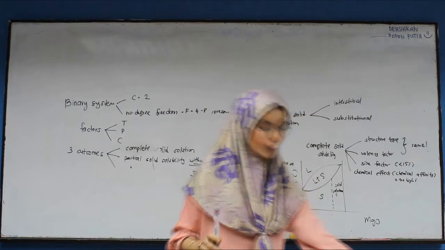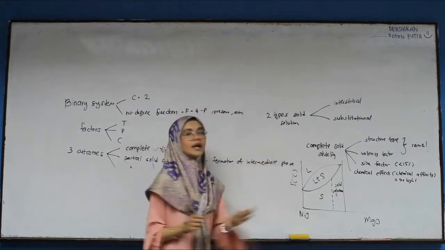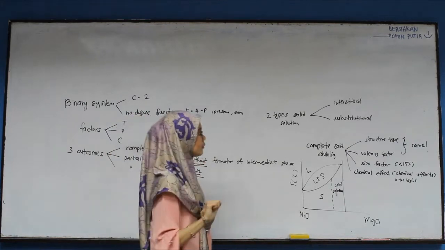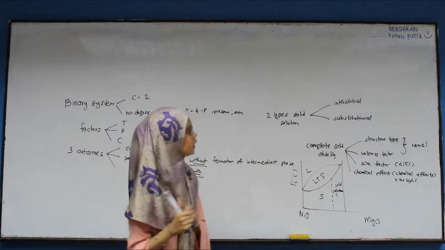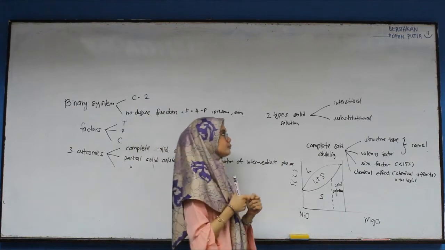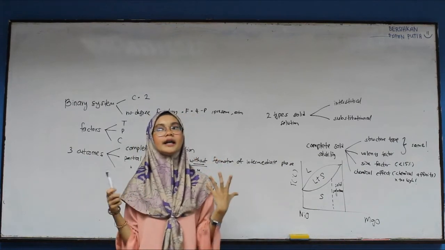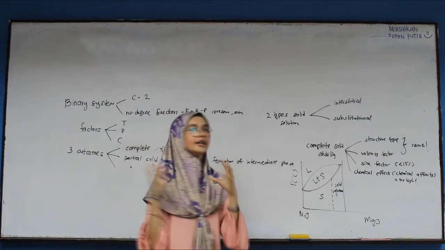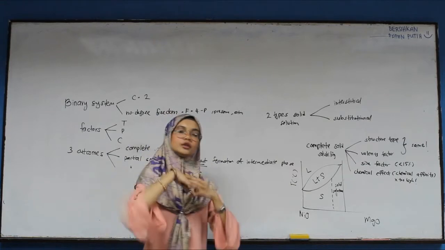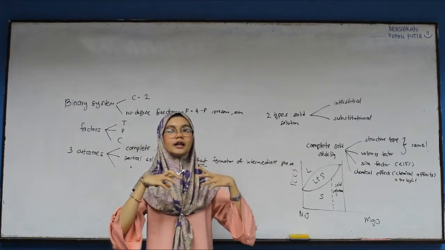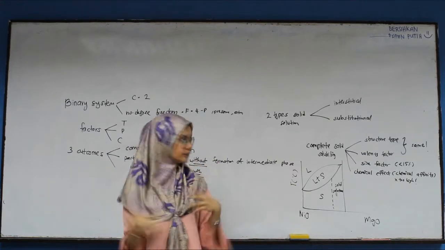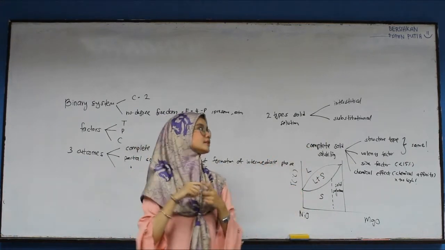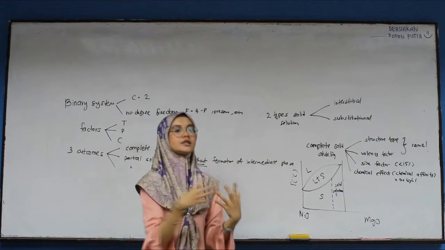Next one, we will continue with solid solution. There are two different types of solid solution: first interstitial, and second substitutional. As we learned at STSP 1113, interstitial is where foreign atoms enter the lattice, and substitutional is where one of the atoms substitutes for the actual host.